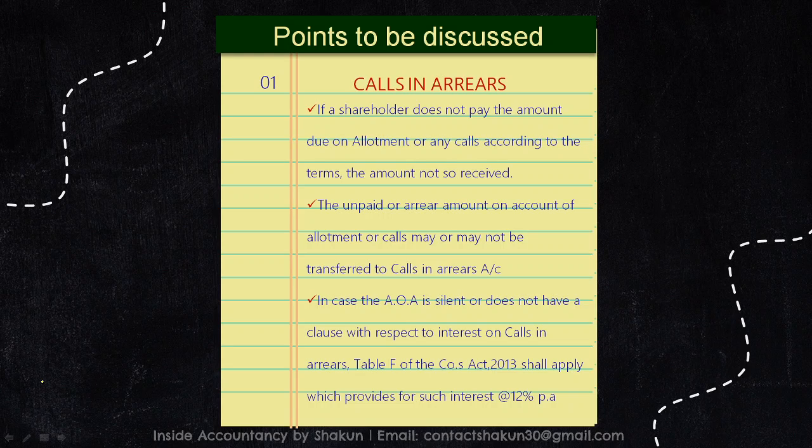In case our articles of association is silent or does not have a clause with respect to the interest on calls in arrears, then Table F of the Companies Act 2013 shall apply, which provides for such interest to be 10%. This is not 12%, sorry, this is 10%. So the interest on calls in arrears, if mentioned in the AOA, is as per that, or if not, then according to Table F, that is 10%.